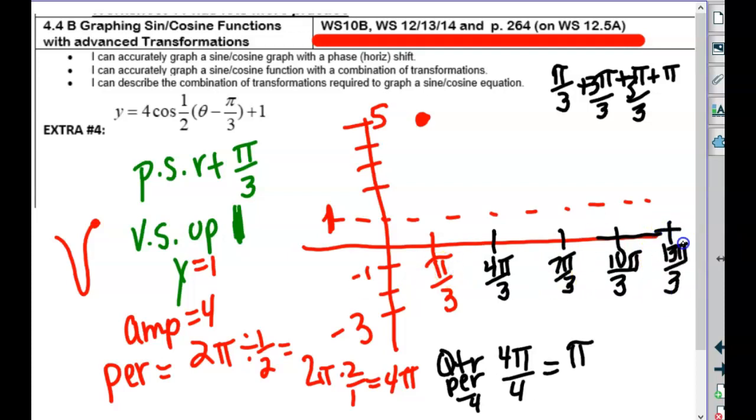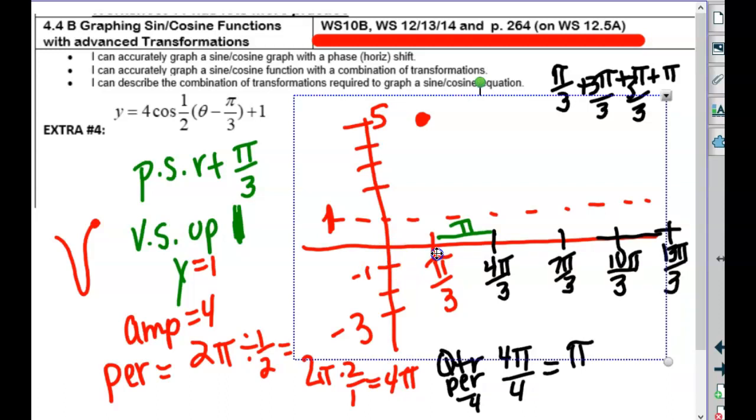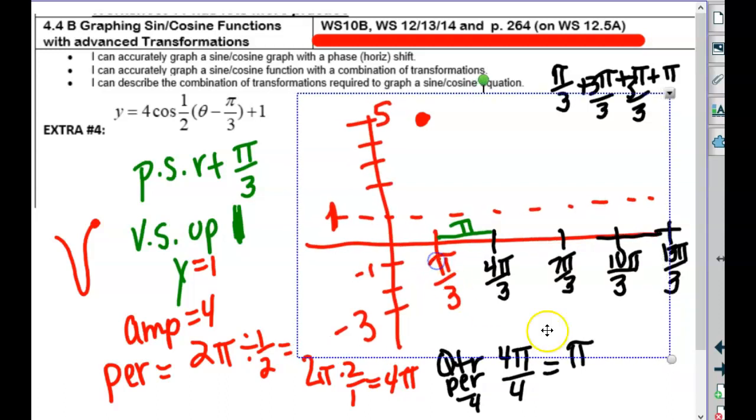This is not to scale at all, because this distance is a pi, and somehow this distance is 1/3 of a pi, right? Basically, this point right here, this pi over 3 should be moved over, and I can't. Okay. Doesn't matter. I'm worried about the ordered pairs. So starts at the max, then it hits the midline, then it goes to the min, back to the midline, up to the max. That's the worst graph ever.